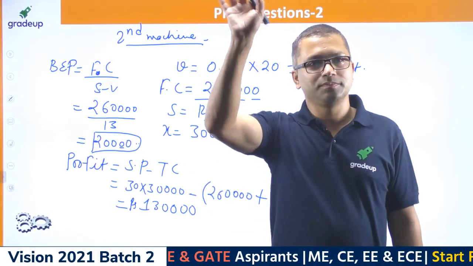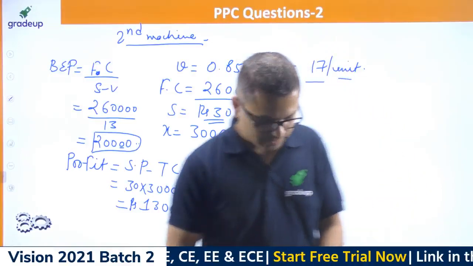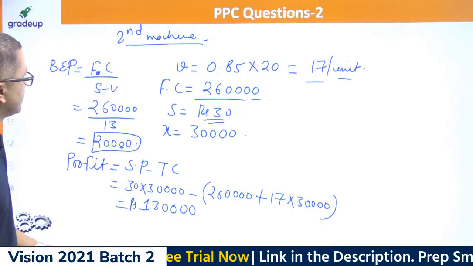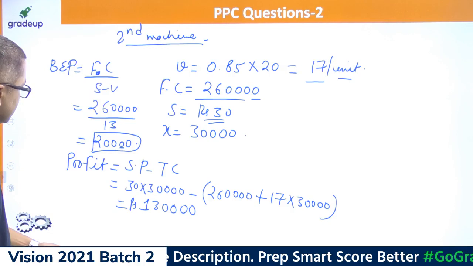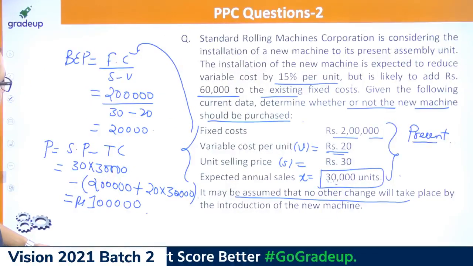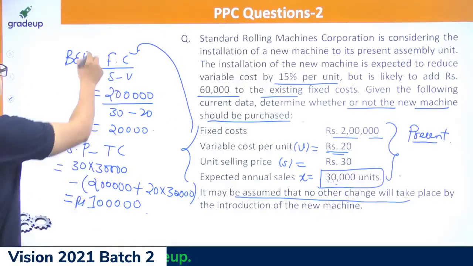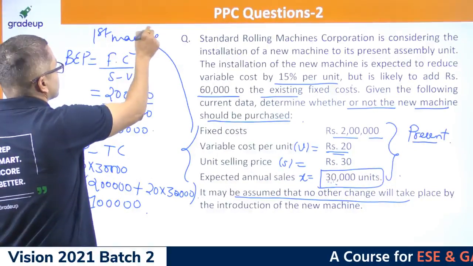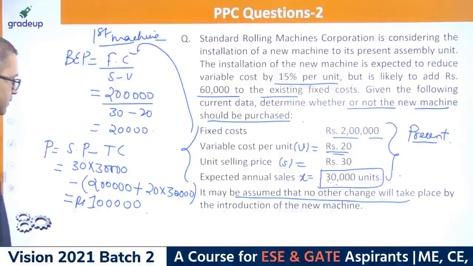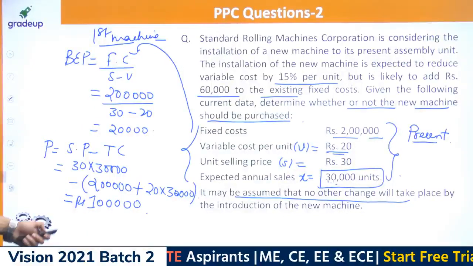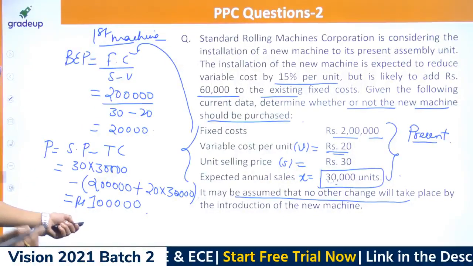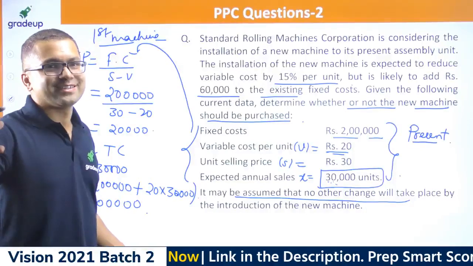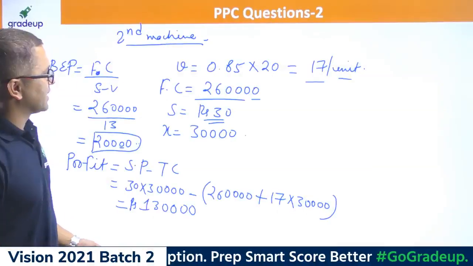So if you want to see the first data, this is for the first machine. Obviously, with the second machine we are getting more profit, so we are going to opt for the second machine, right?